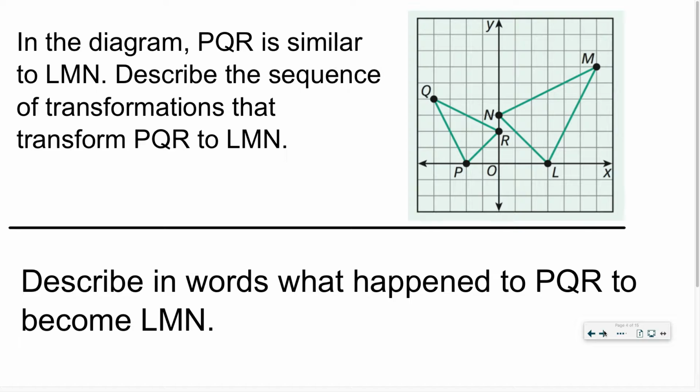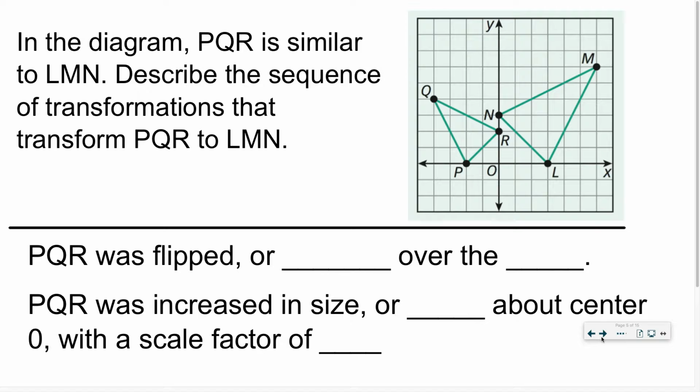There's a couple other transformations. Did it translate? Yes. Is it only a dilation and a translation? Like, did I just make it bigger and then slide it? No, I did something to actually, like, turn it additionally. So PQR, this shape here, was flipped. What do we call a flip? It was reflected.